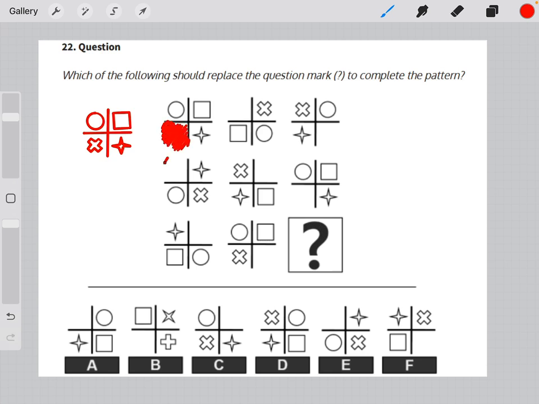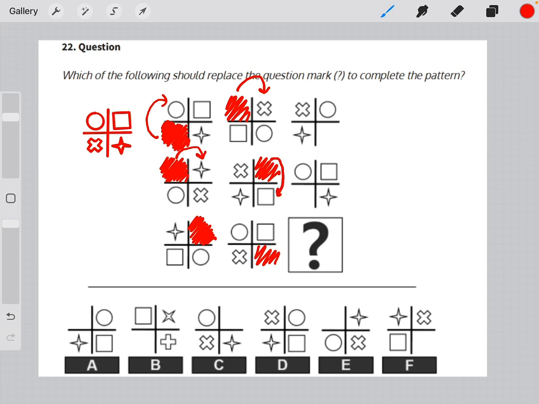So in each element, there's a shape that's missing or that has gone invisible. And the position of that moves clockwise from top to bottom around the grid. Same is true in the second column, it is moving clockwise around the grid.